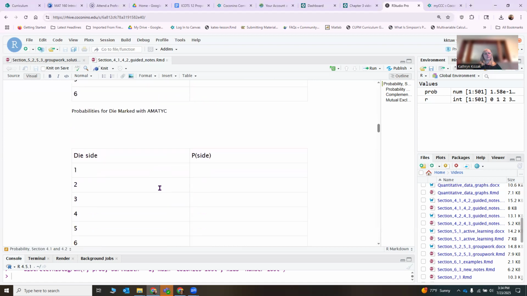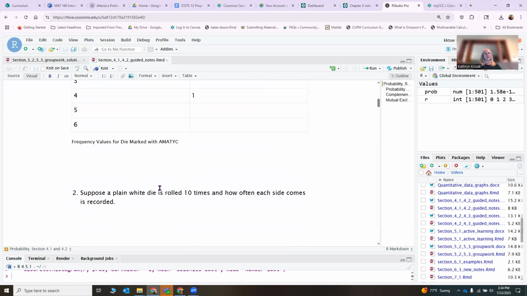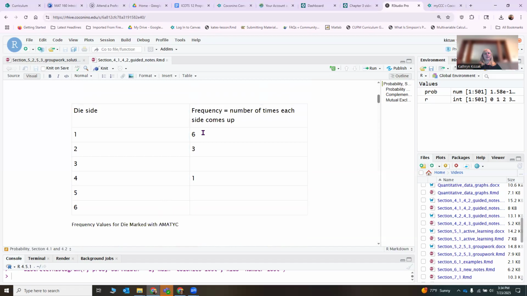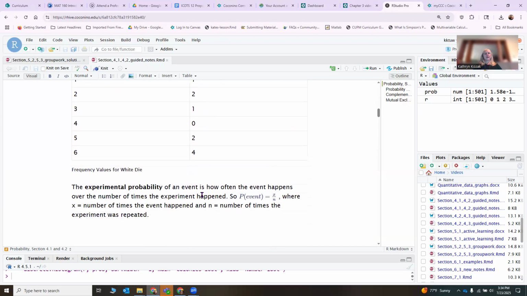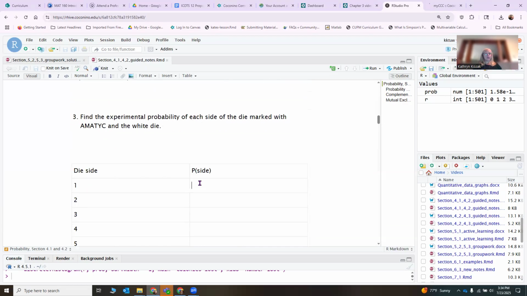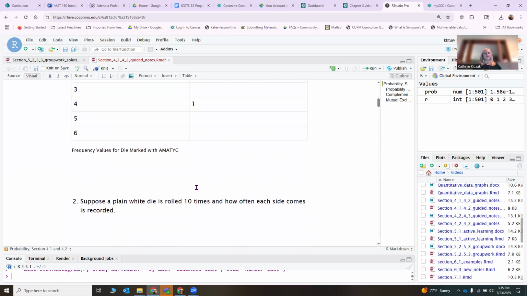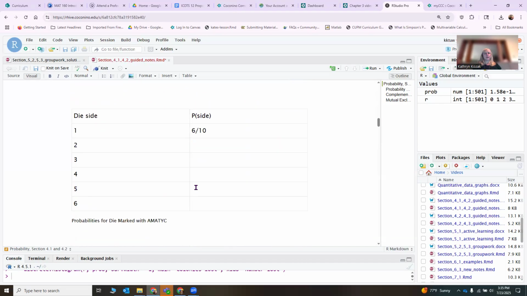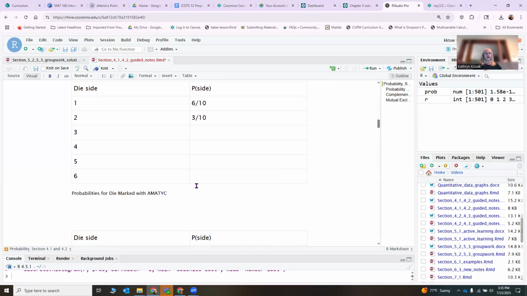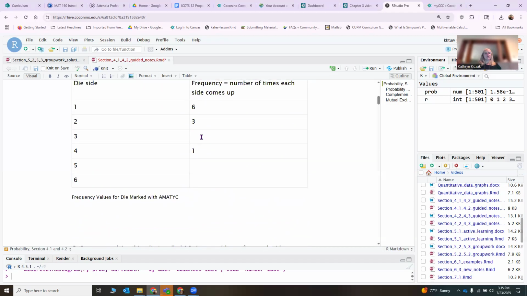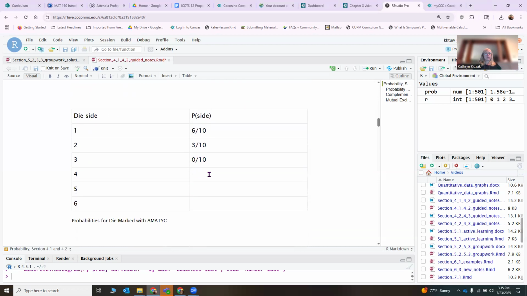Let's first do the first die. I noticed it was rolled 10 times: 6 plus 3 is 9 plus 1 is 10. So it repeated 10 times. There were 6 here, so this is going to be 6 divided by 10. Then I noticed this one was 3, that'd be 3 divided by 10. The next one was 0, so 0 divided by 10. I believe the 4 was 1. Yep, 1 divided by 10. And then the other two were 0.